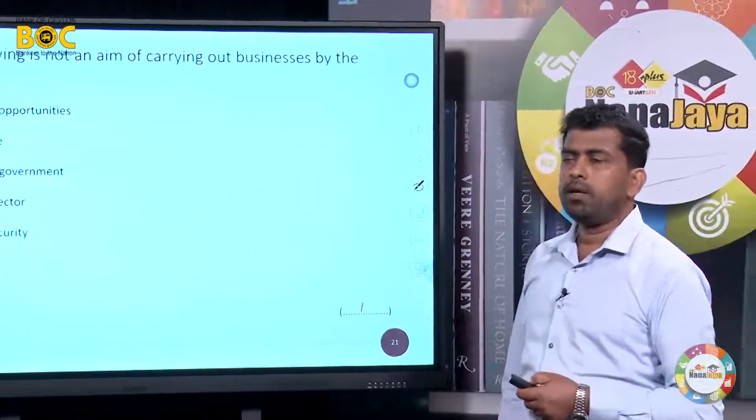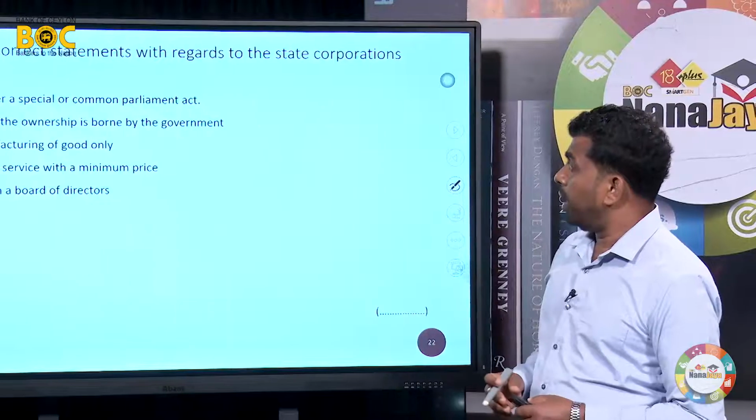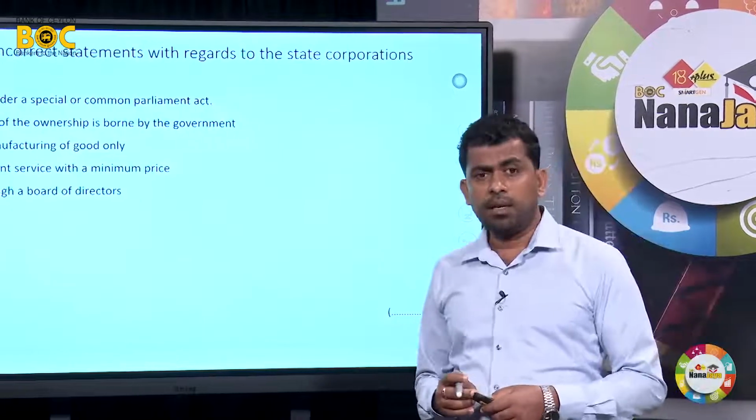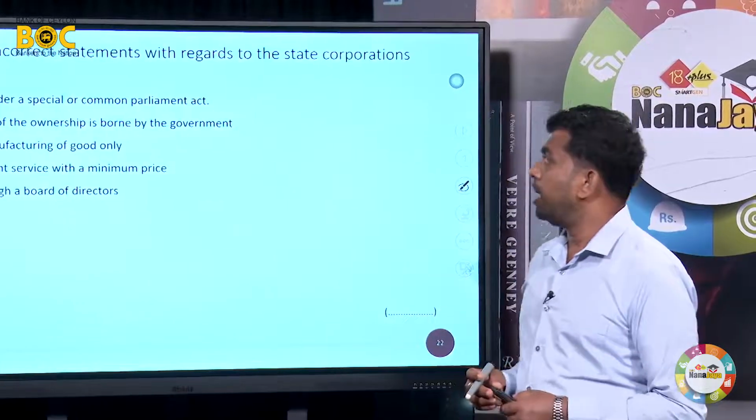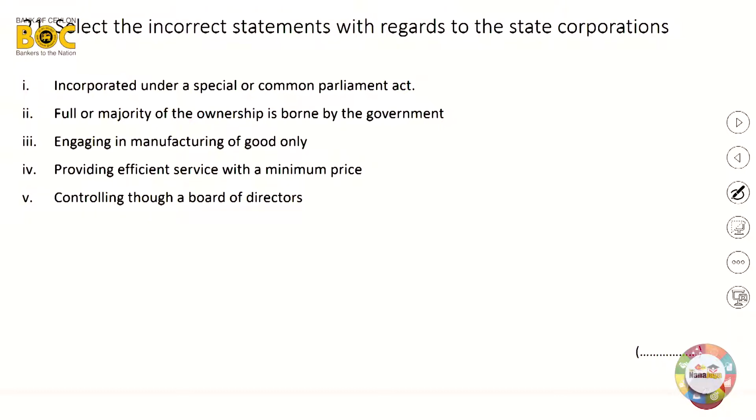Question number 21. Select the incorrect statement with regard to state corporations. A state corporation is incorporated under a special or common parliament act. A state corporation can be started under a special parliament act or a common parliament act. Common parliament act means starting up the state corporation using an existing parliament act. Special parliament act means passing a new parliament act to establish a state corporation. So this is correct.